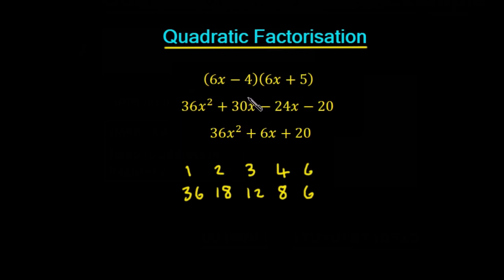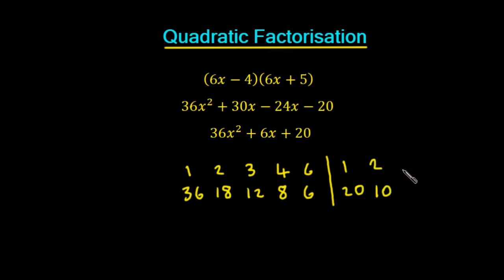Now the second part of this is the number here, 20. We get the 20 by multiplying these two numbers together. So then we have to ask the question, what two numbers multiplied together would give us 20? Well, again, we could go through the lots. We could have 1 and 20. We could have 2 and 10.